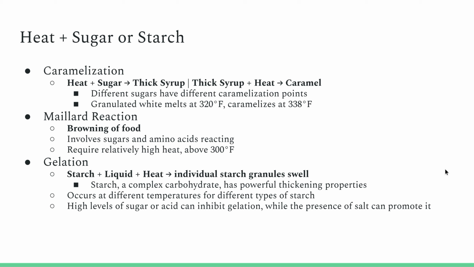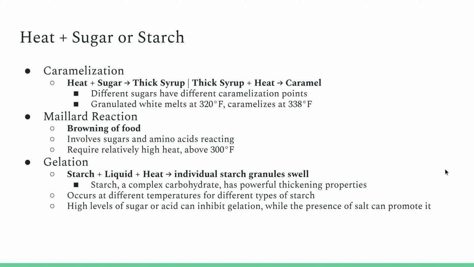The Maillard reaction is the browning of food, so that nice crispy edge on a smash burger or a steak that comes off the grill that has your nice grill marks. That is all due to the Maillard reaction. This involves sugars and amino acids reacting, and this requires a relatively high heat above 300 degrees Fahrenheit. So that's why microwaves can't achieve this alone.